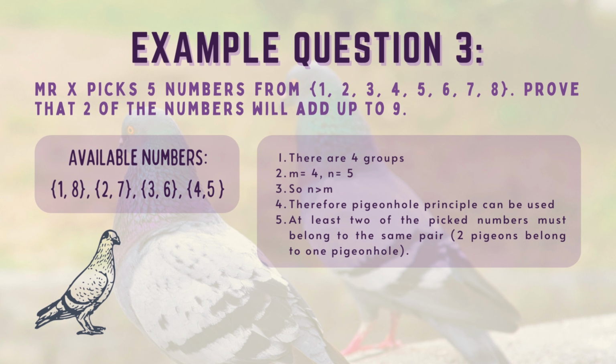And now we're going to move on to example question 3. Mr. X picks 5 numbers from 1, 2, 3, 4, 5, 6, 7, 8. Prove that 2 of the numbers will add up to 9. So the available pairs that we have now are 1,8; 2,7; 3,6; and 4,5.